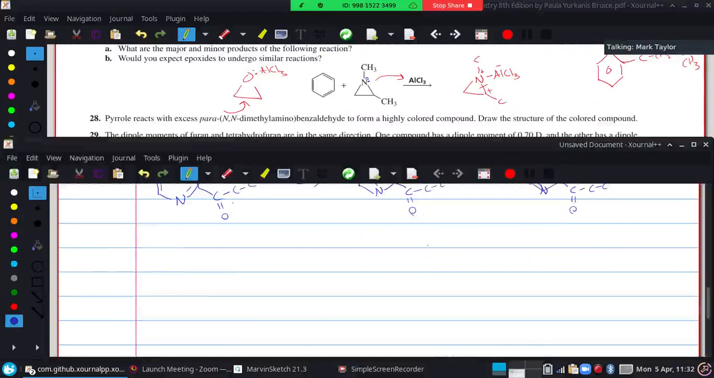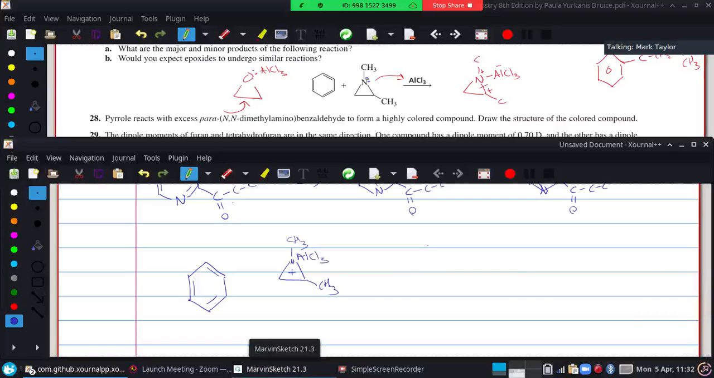So, we have our ring. We know it attacks electrophiles because we're talking about electrophilic aromatic substitution. And we have a 3-membered ring with a nitrogen and a CH3, CH3. And we're saying that first step, the aluminum chloride attaches, and the ring becomes electrophilic. Now our nucleophilic benzene attacks it, and under acidic conditions we will end up going toward the more substituted side and break that bond.